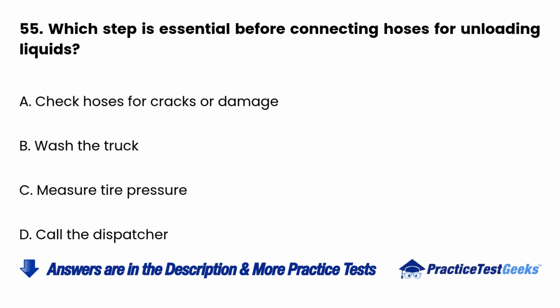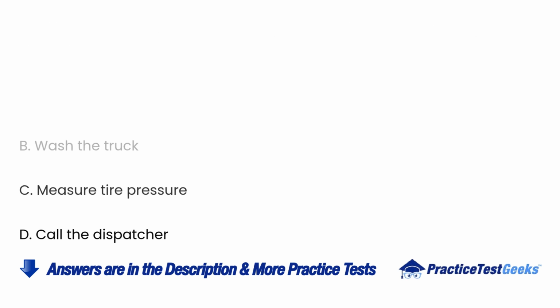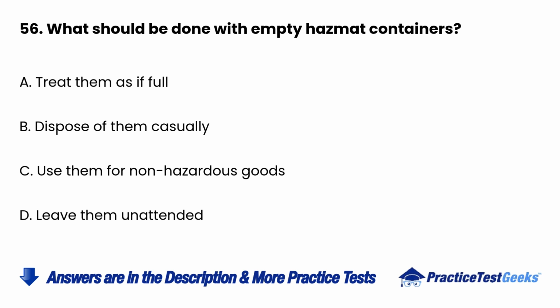55. Which step is essential before connecting hoses for unloading liquids? A. Check hoses for cracks or damage. B. Wash the truck. C. Measure tire pressure. D. Call the dispatcher. 56. What should be done with empty hazmat containers? A. Treat them as if full. B. Dispose of them casually. C. Use them for non-hazardous goods. D. Leave them unattended.